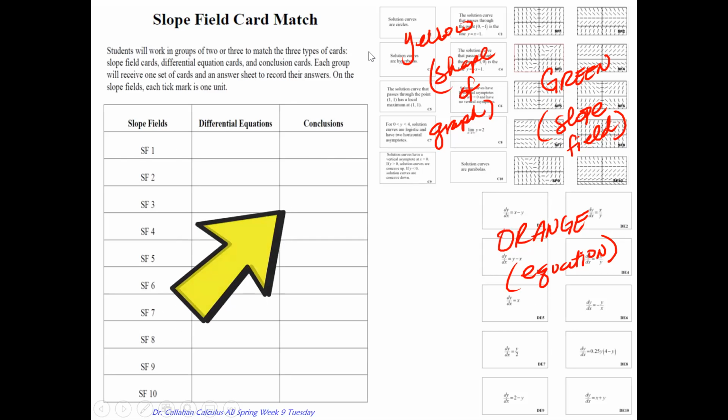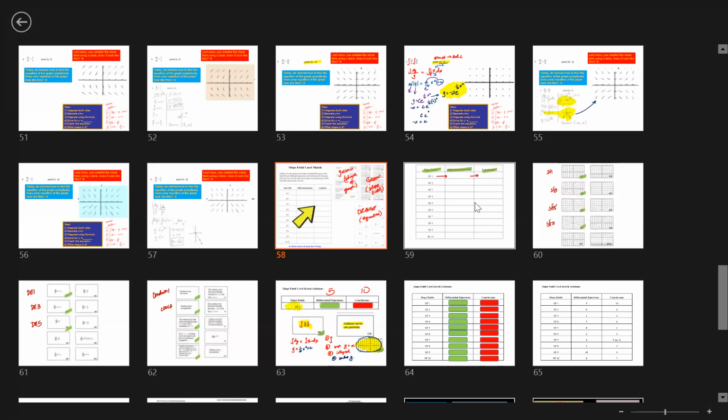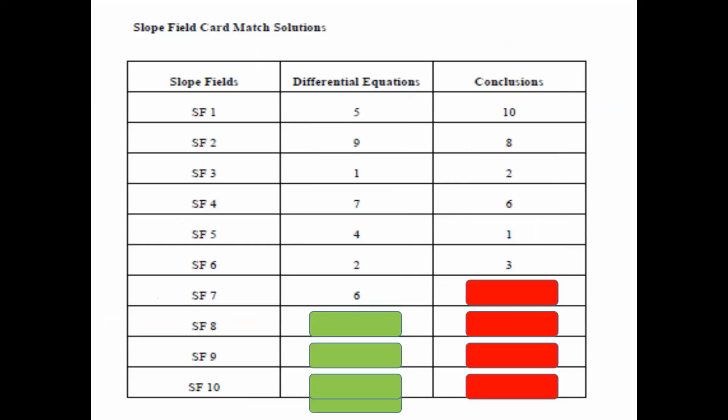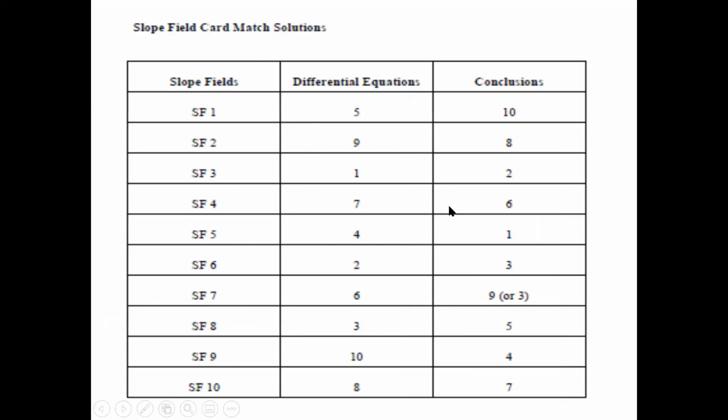So then SF1 is this first one right here. If you take a look at this, it looks like the shape of a parabola. Match this one to one of these equations here. Once you match it to a differential equation, then match it to a conclusion, and you have 1 to 10. I'm going to show you the answer now. So if you're not ready, don't look at it. All right, so here are your answers. Take a look at them.